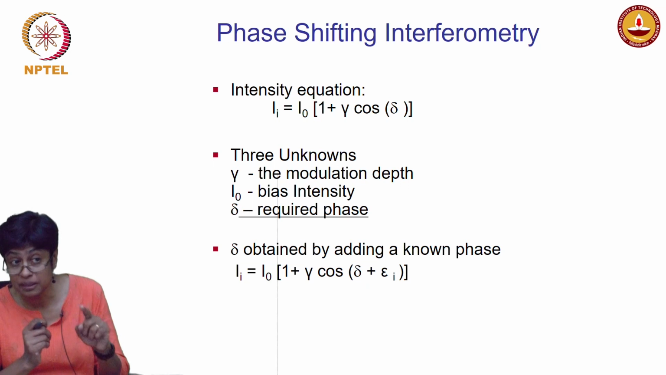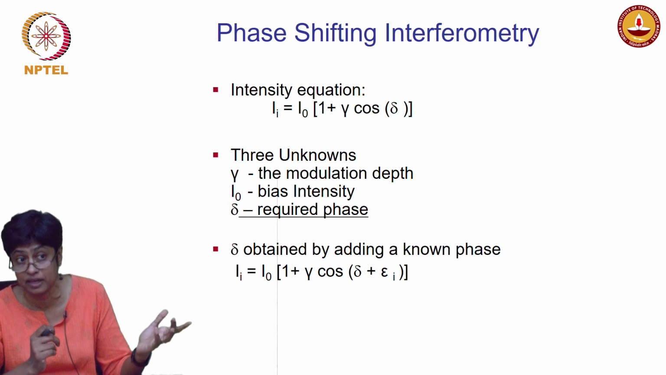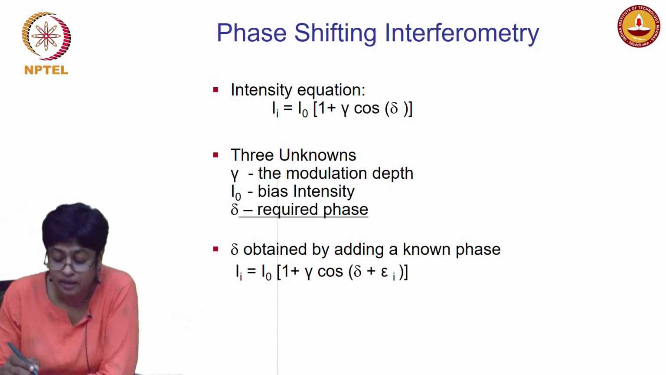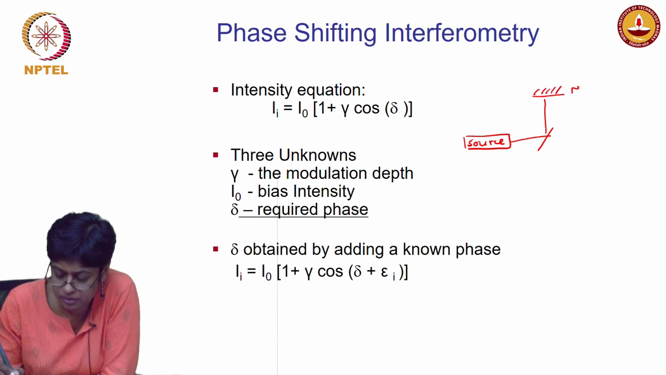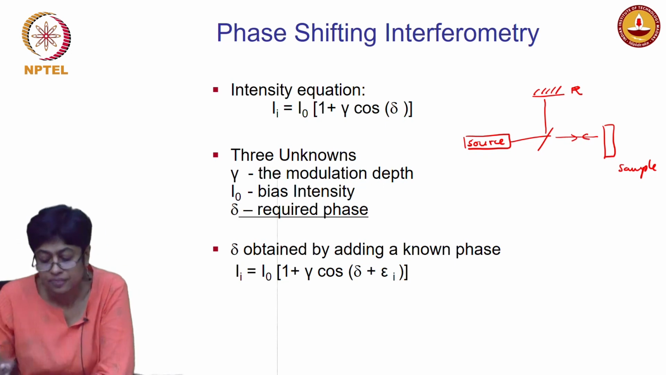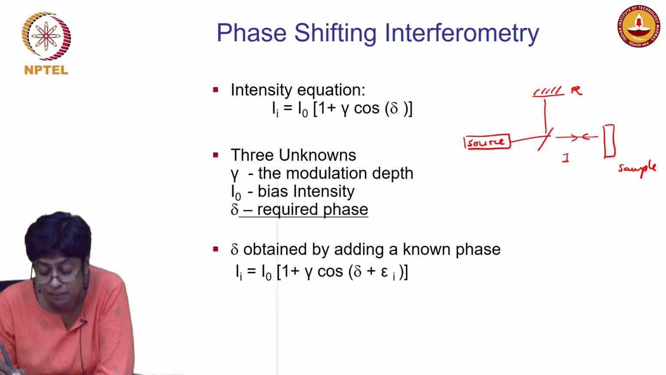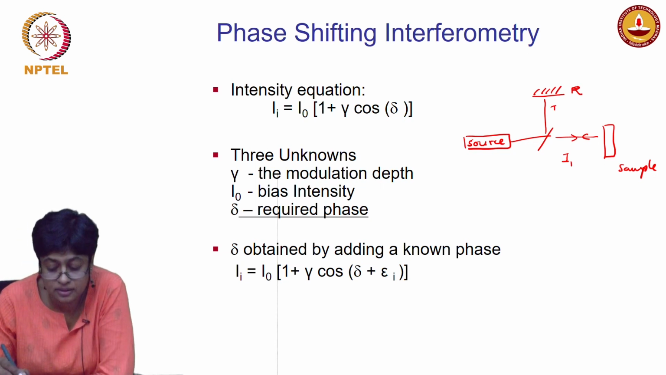Remember, I1 is the beam coming from the object. If I take away the object, it's not I1 anymore, it's a different value expression. So let's say we had the Michelson, so that's my source, beam splitter, this is my reference mirror, and here let's say is my sample, which is reflective. What is reflecting and coming is what I am calling I1, and this is I2.